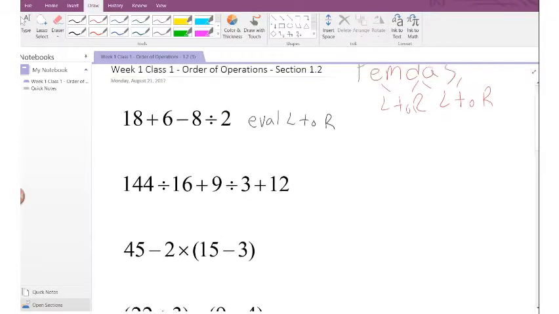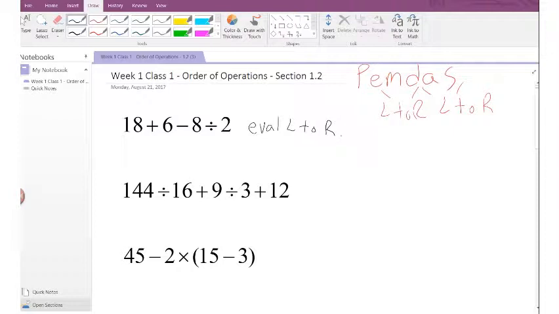What's going to come first in PEMDAS there out of those operations? Eli. Yes, division. So everybody write divide after that. We're going to take care of the division first. So let's do that now. 18 plus 6, that does not get addressed. I'm just going to write 18 plus 6 minus 8 divided by 2. What do we get? 4. Okay, so we get 18 plus 6 minus 4.